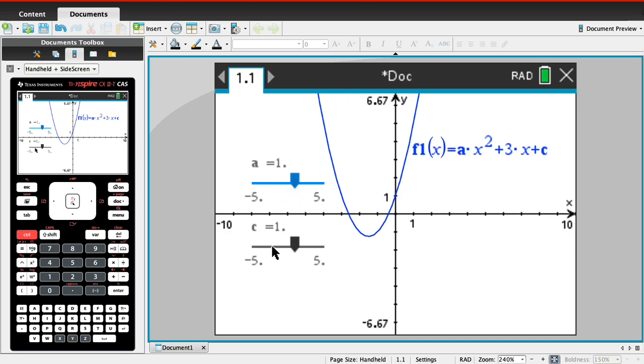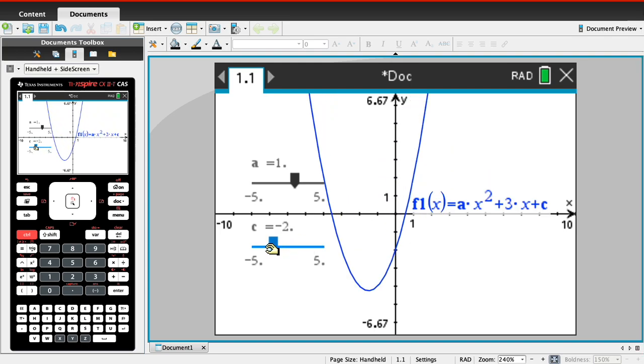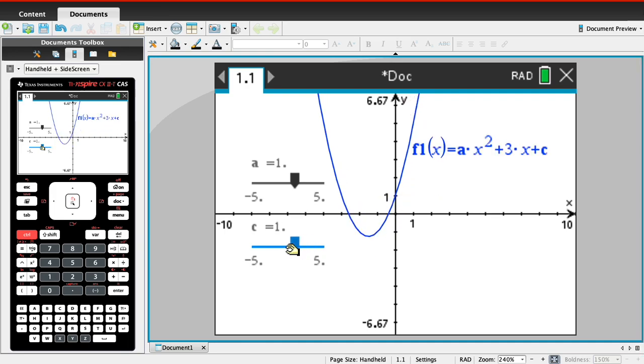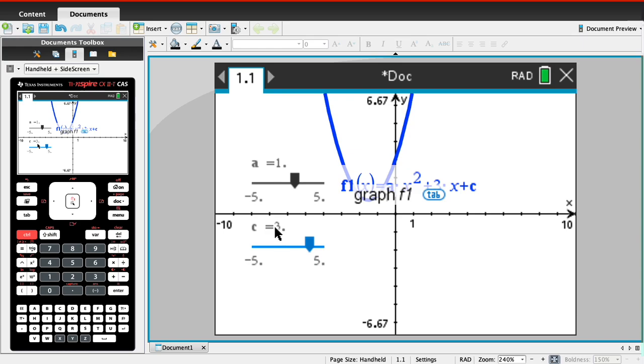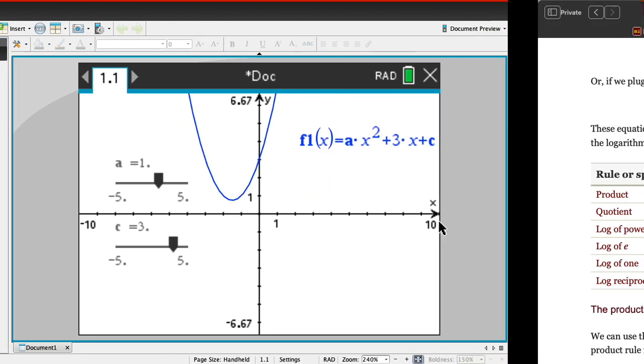Okay. Now we're looking at the c value, the number that's by itself. Notice how if I move it up, the graph moves up. If I move it down, the graph moves down. Nothing else happens. It just moves the graph up and down. It does, however, change this y-intercept where it's going to be touching my y-axis. So notice, if I move this to 3, it should be touching at y equals 3. So 1, 2, 3. Okay.